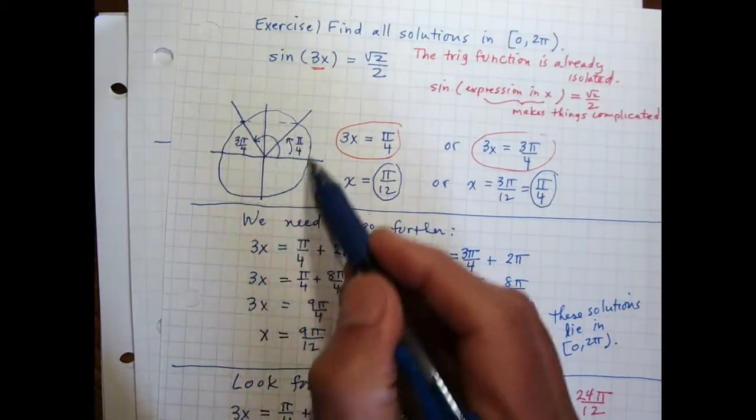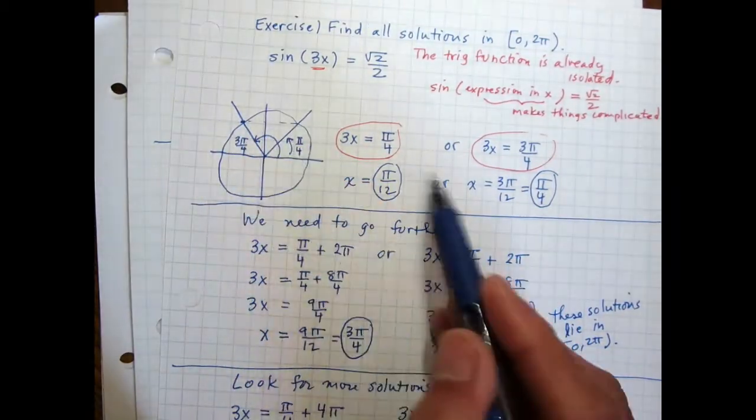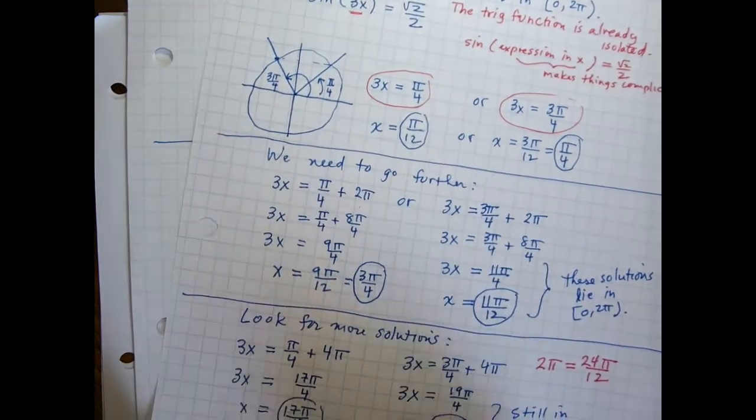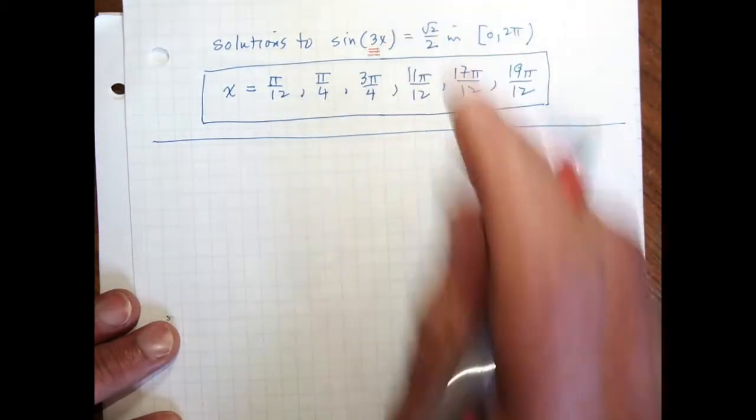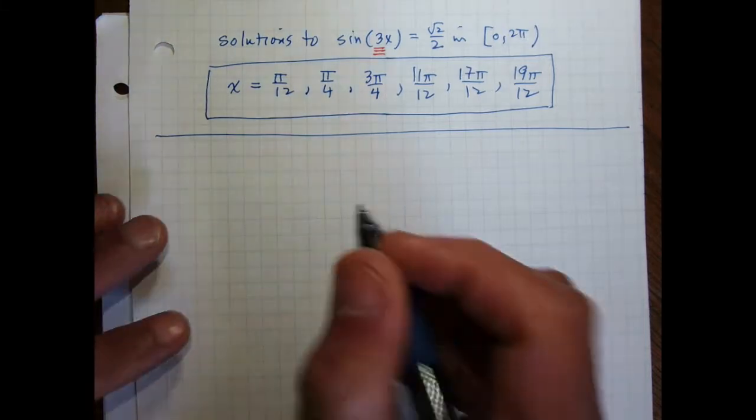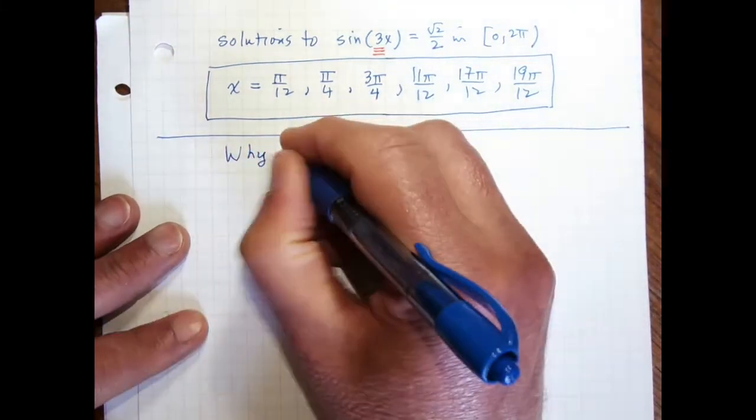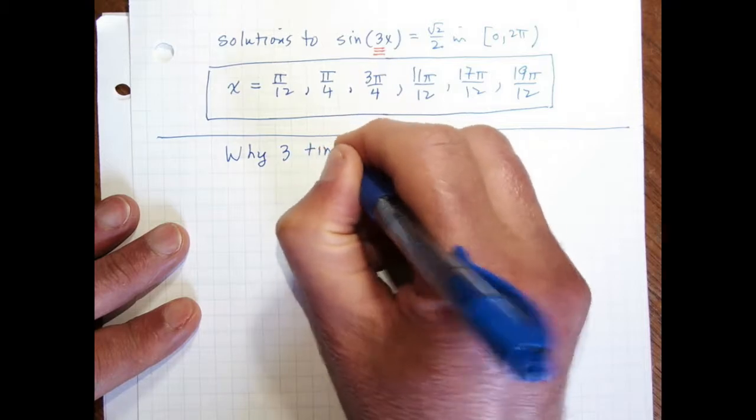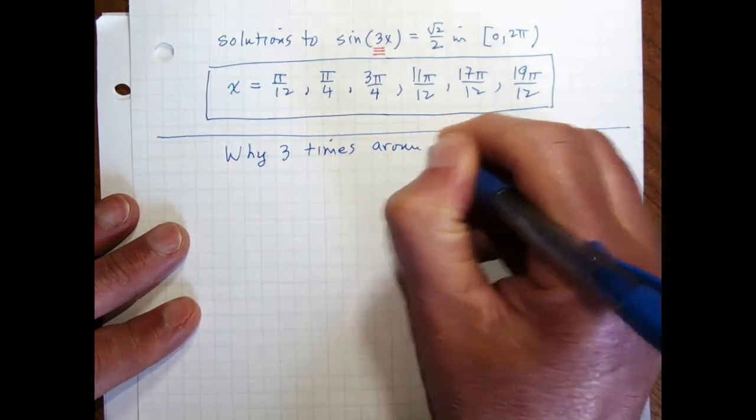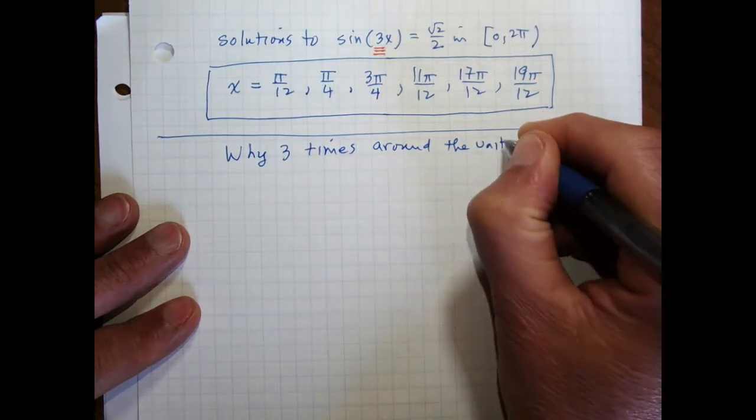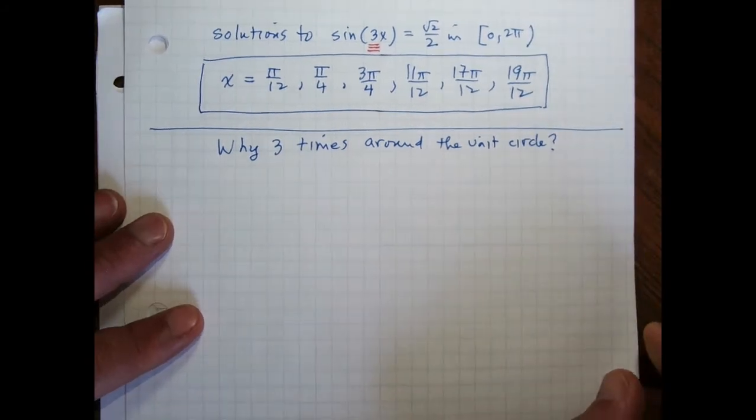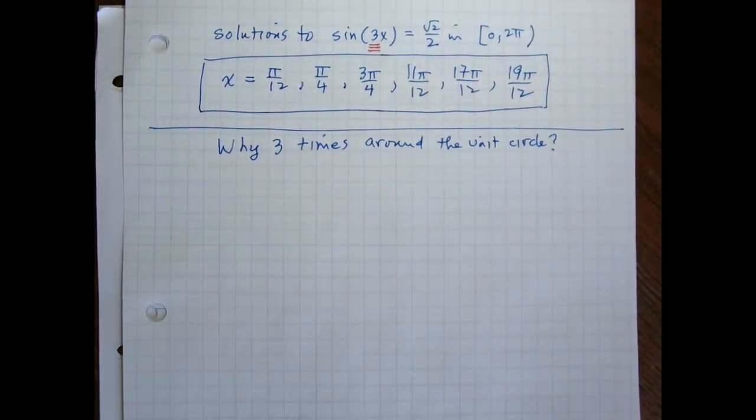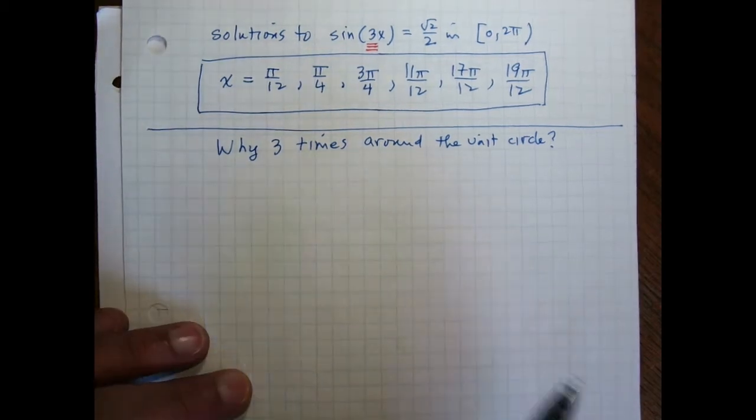I think we can see that we had to go around that unit circle 3 times, right? First time we got these 2, second time these 2, third time these 2. There seemed to be a connection between that 3 in the equation and going around the unit circle 3 times. And there is, actually. So why 3 times around the unit circle? And now we're actually done. This is all after we've already solved the problem, but I'm going to talk about it a little bit more.